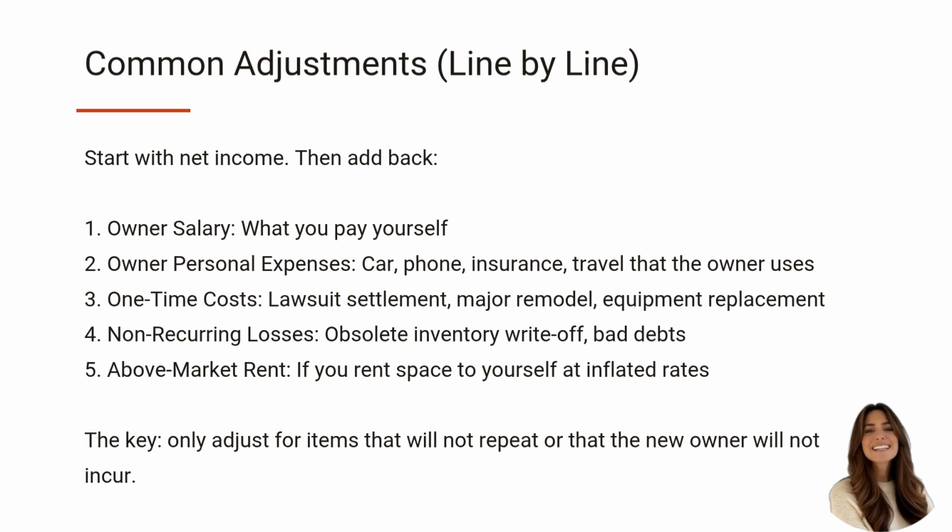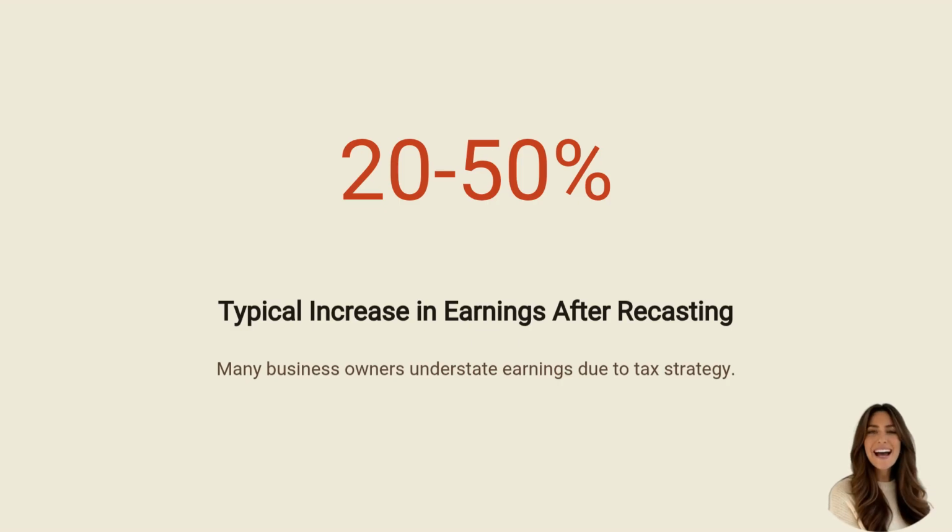Above market rent is interesting. If you own the building and you rent it to your business at artificially high rates to move profit out, a buyer might adjust that. The principle is simple. Only keep the recurring normal operating expenses. This is eye-opening. In my experience, when owners recast their financials, earnings typically jump 20 to 50%.